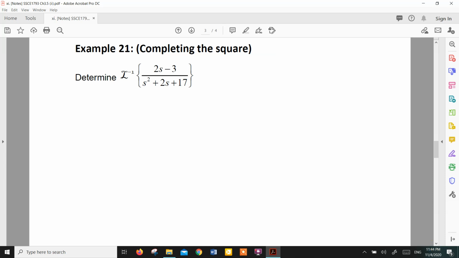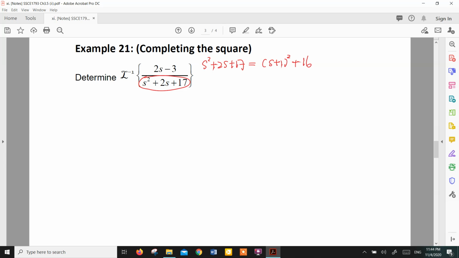In order to solve it, you have to use the completing the square technique. I'm not going to cover completing the square in this video. You have to refer to your reference book, Google or YouTube to recall how to do completing the square. So this s square plus 2s plus 17, by using completing the square, you will get (s plus 1) square plus 16.